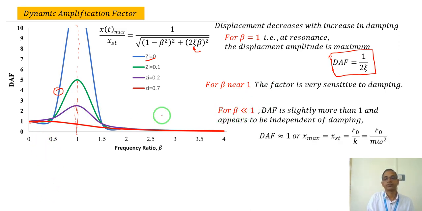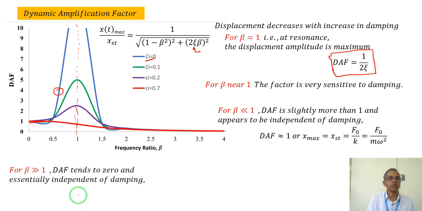But what happens? That means your dynamic amplification factor is close to 1, or that means what? X max by xst is equal to 1. That means maximum amplitude is equal to xst, that is f0 by k. K means m omega square. That is how we can say it is independent of damping.